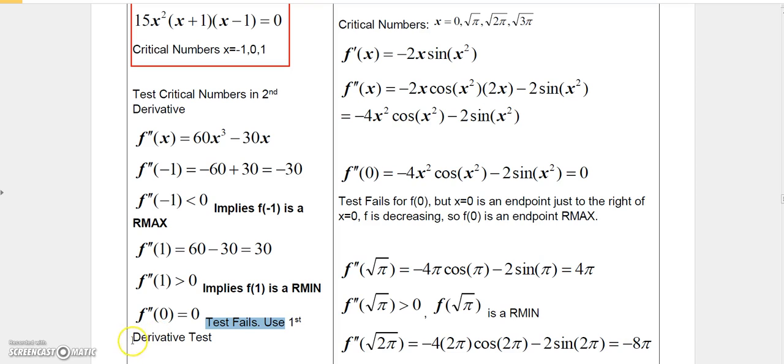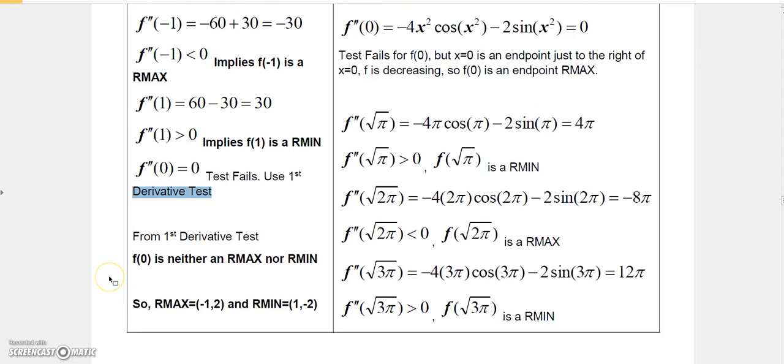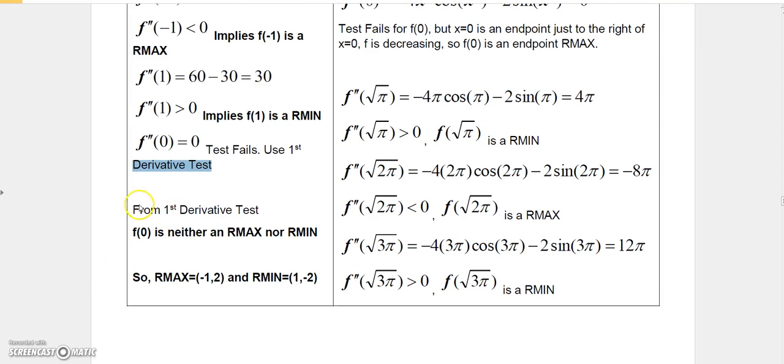So I must use this first derivative test. Okay, so you've got to go back to the first derivative test. Now, go ahead and apply the first derivative test at 0. In other words, pick a number just to the left of 0 and plug it in, like -0.5, and then pick a number just to the right of 0 and plug it in to the first derivative. And you'll find that the first derivative has the same sign on both sides of 0. So that tells me that f of 0 is neither a relative max nor a relative min.